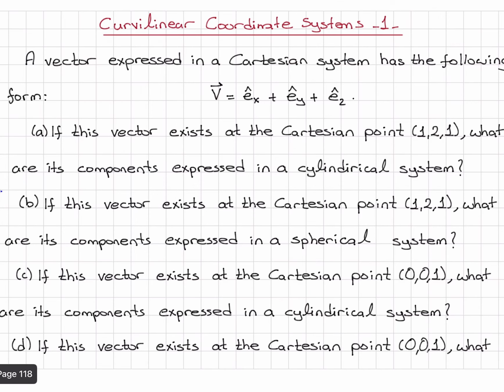Curvilinear coordinate systems, problem 1. A vector expressed in a Cartesian system has the following form. Vector v is ex hat plus ey hat plus ez hat. Part A: if this vector exists at the Cartesian point (1, 2, 1), what are its components expressed in a cylindrical system?